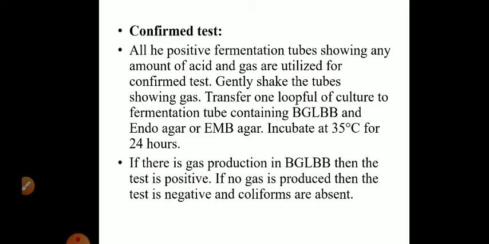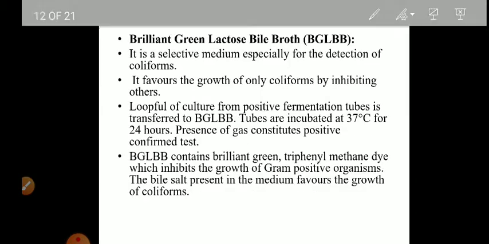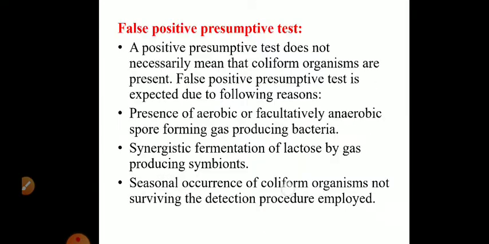When you perform gram staining and motility, and if you get gram negative short rods, they are coliforms. And gram negative short rods which are sluggishly motile definitely indicate the presence of coliforms in water. This is how we complete the test.